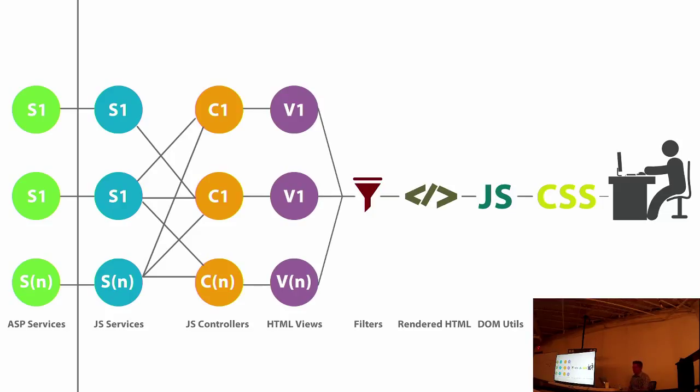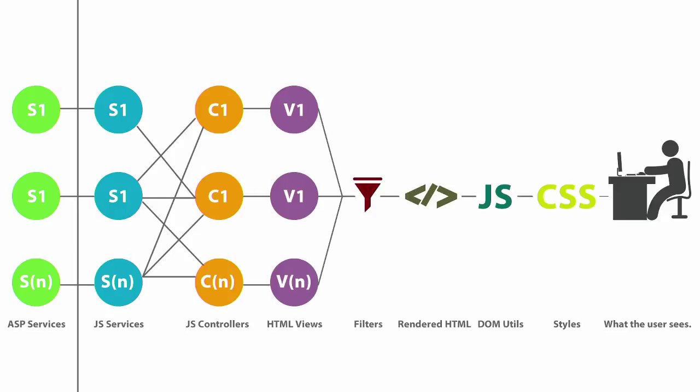So the way that I wrote it, there are n number of services on the server, and for every service on the server, there's a corresponding service on the client. So it's a one-to-one relationship for services. But controllers can load any number of services: one service, 3 services, n number of services, it doesn't matter. But then the views have a corresponding one-to-one relationship to the controller.